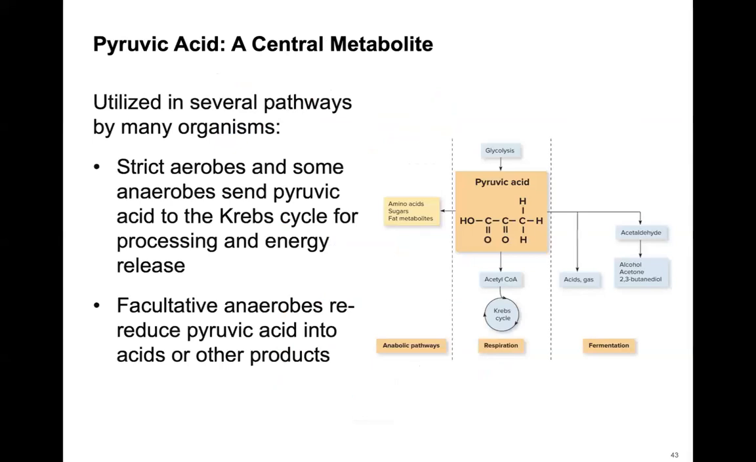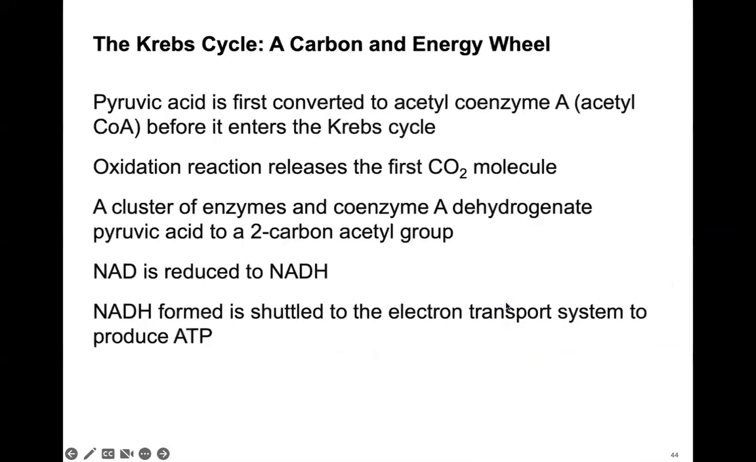So as I mentioned, pyruvic acid is the central metabolite. It is utilized in several pathways by many organisms. And what we're going to do is continue down this pathway here, where we go through the production of acetyl-CoA and then through the Krebs cycle. Now, the Krebs cycle is a carbon and energy wheel. Pyruvic acid is first converted to acetyl-CoA before it enters into the Krebs cycle. This step is not technically part of the Krebs cycle. It is an intermediate step of that cycle.